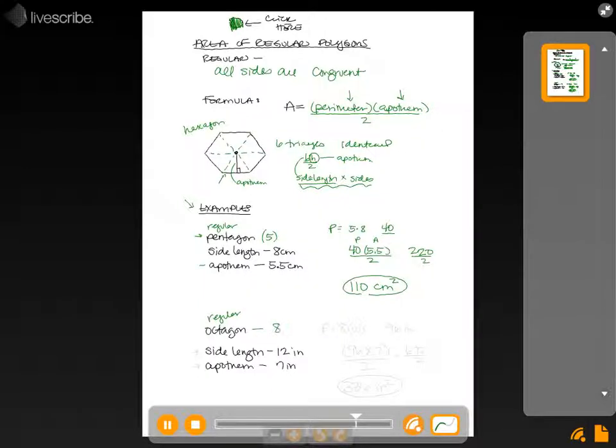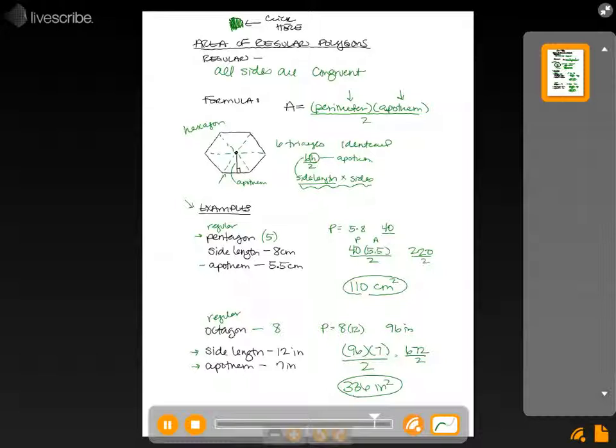Next one, we've got a regular octagon. An octagon has 8 sides. So first thing we need to do is find our perimeter. 8 times, and our side length is 12. 8 times 12 is 96. So our perimeter is 96 inches. So 96 times our apothem, which is 7 inches, and that's going to be over 2. We can put this in our calculator. 96 times 7 is 672. We're going to divide it by 2, which gives us 336. And then we need a label, inches squared.